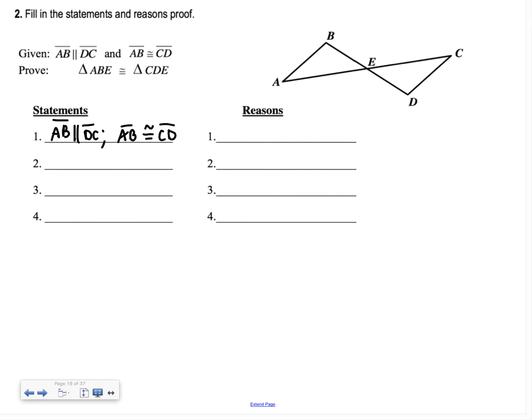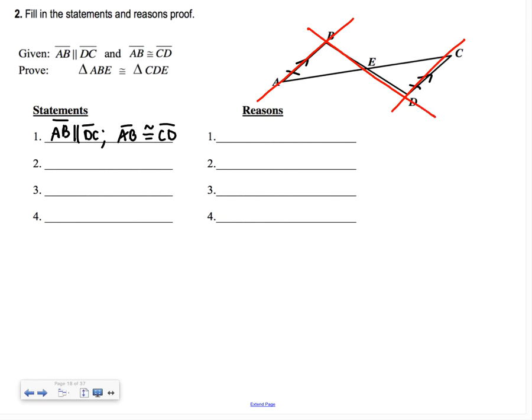So let's draw in some markings. We know that AB is parallel to DC, so we draw the little triangles in. And then we know that AB and CD are also congruent, so now we do the little tick marks as well. Okay, so we have those markings. Remember I said whenever you see parallel lines, extend them and then think about a transversal. So let's use this transversal. It actually doesn't matter which one we use.